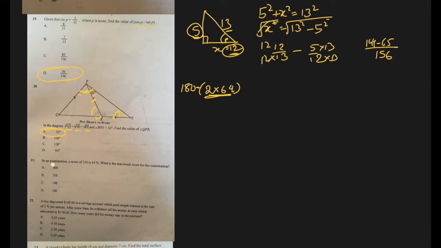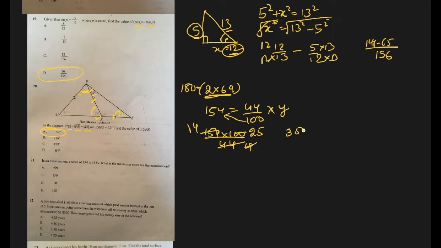Okay. In an examination, a score of 154 is 44%. What is the maximum score? So 154 is 44% of some unknown big number. What is that big number? Cross multiply. 154 times 100 over 44. Just divide by 11, 4, 14, 25, 21 with 350.